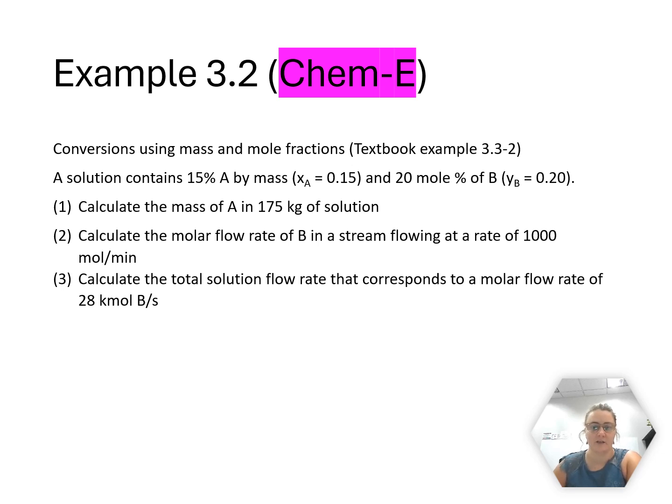We then want to calculate the following three things: the mass of A in 175 kilograms of solution, the molar flow rate of B in the stream that's flowing at a rate of 1,000 moles per minute, and the total solution flow rate that corresponds to a molar flow rate of 28 kilomoles of B per second. So these are a little bit different style problems. They're getting you to think about how mole fraction and mass fraction are related. So give this a try on your own, and then take a look at the solution video for example 3.2 to take a look at the answers for these problems. And that's going to finish us up for this particular pre-lecture.